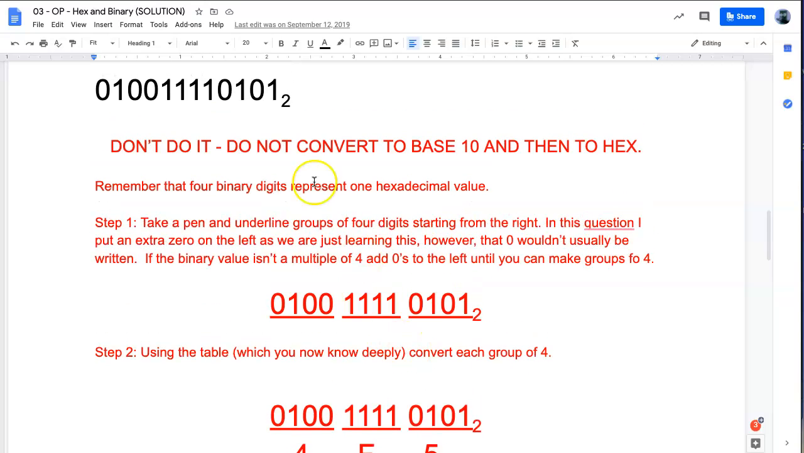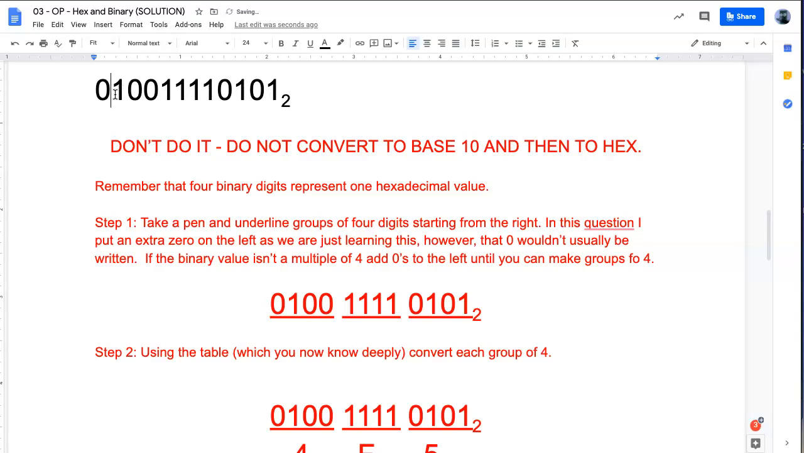So what we do is we underline, starting from here, we have 1, 0, 0, 1, 0, 1, there's 4, 1, 1, 1, 1, there's 4, and then we have 0, 1, 0, 0. If for some reason you get to this last one and you don't have 4, you add a 0. Because in this question, that 0 there is a useless digit. Actually, that would be how someone would actually write that number.